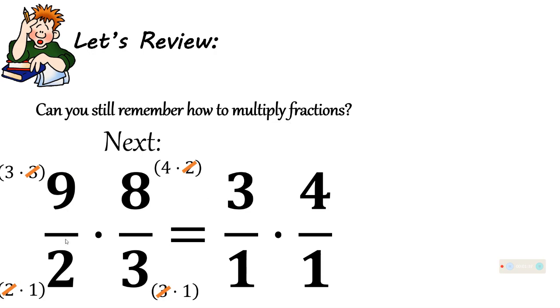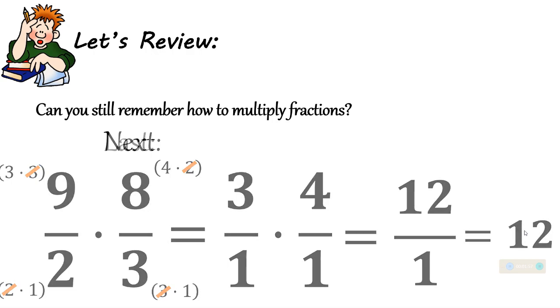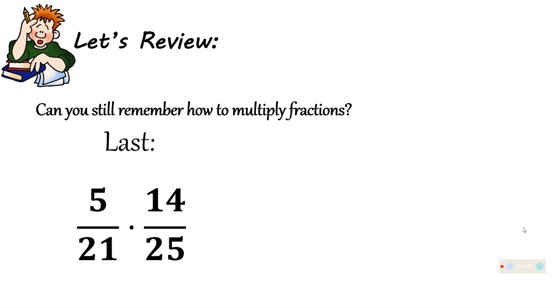On the first fraction, we are left with 3 over 1, and on the second fraction, we are left with 4 over 1. So you will now proceed with multiplication: 3 times 4 is equal to 12, and 1 times 1 is 1, or simply 12 over 1, which is 12. Okay? For the last example, let us have 5 over 21 times 14 over 25.